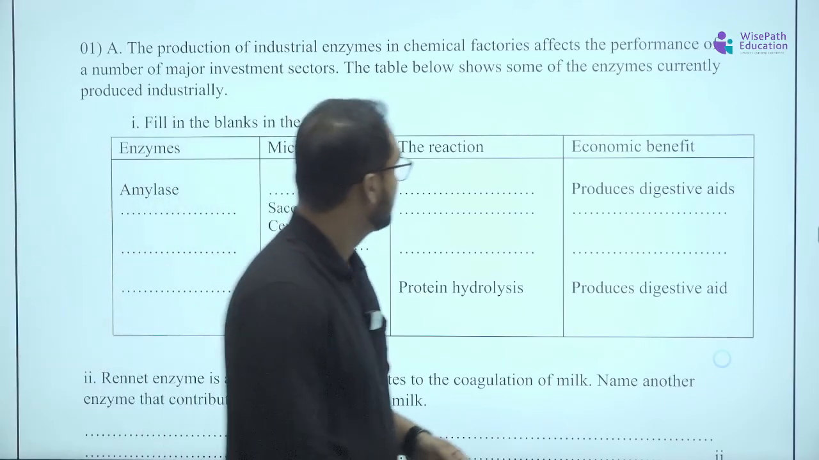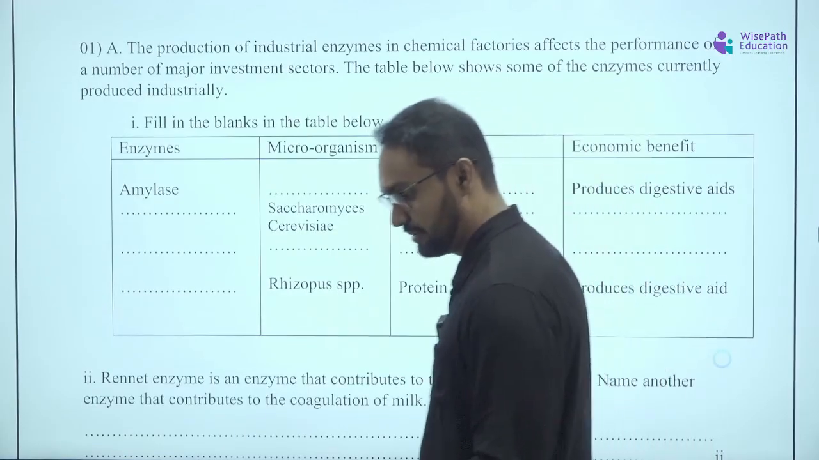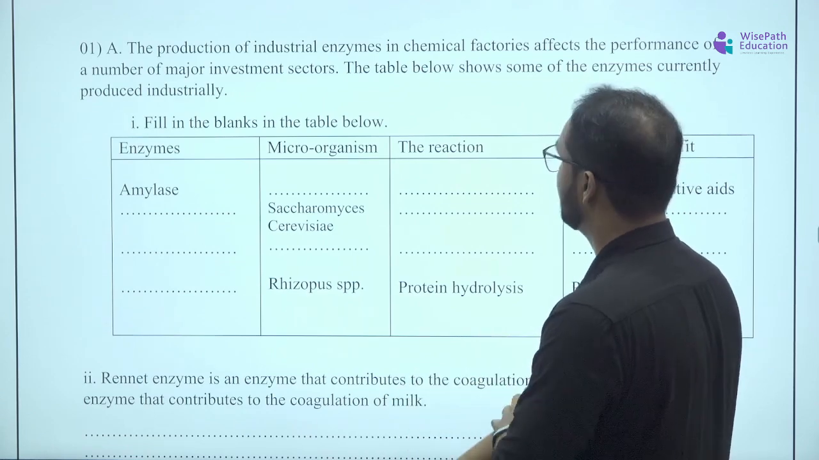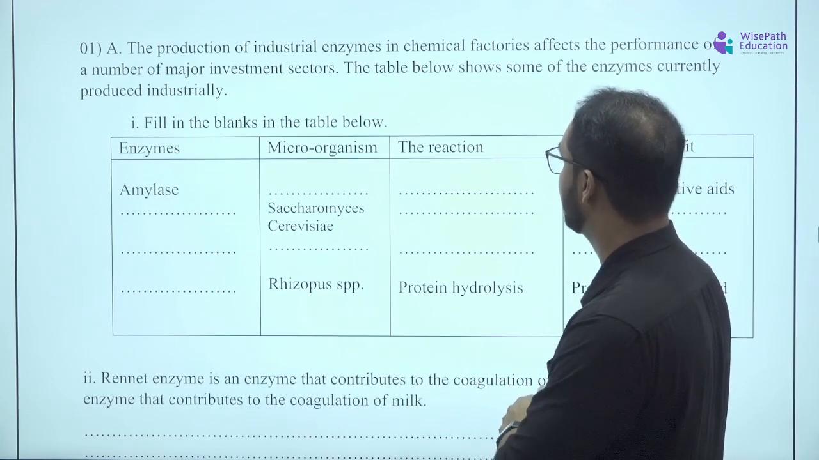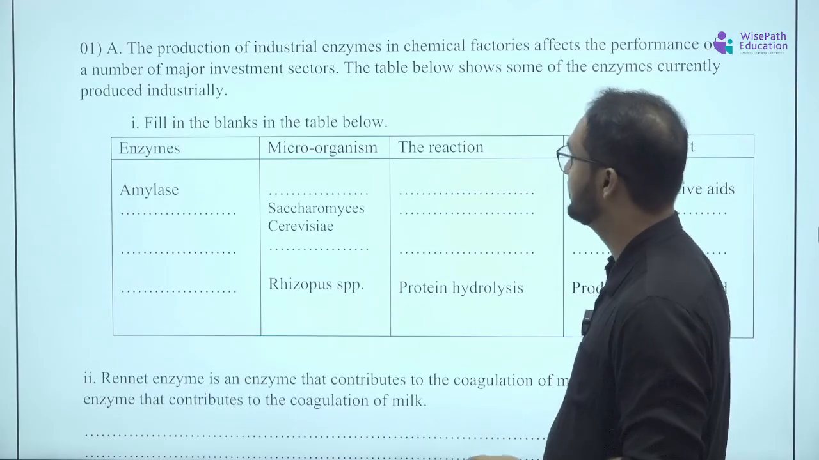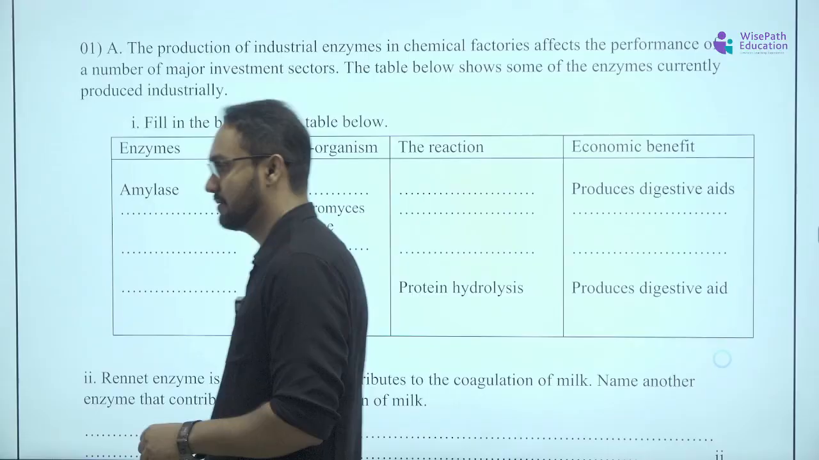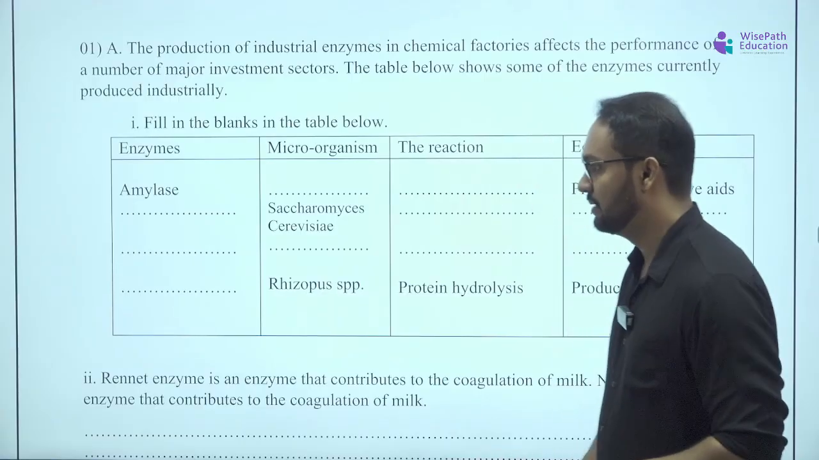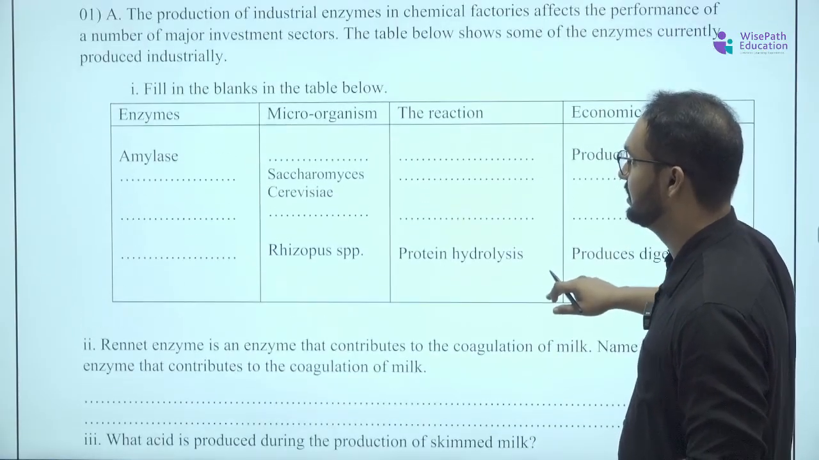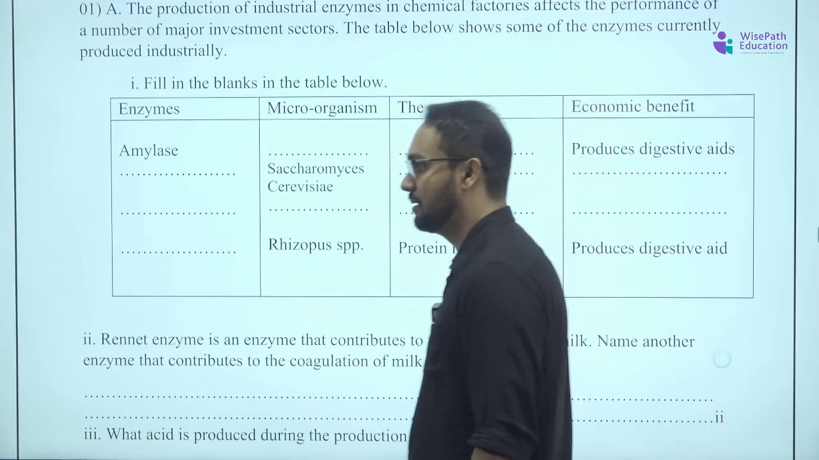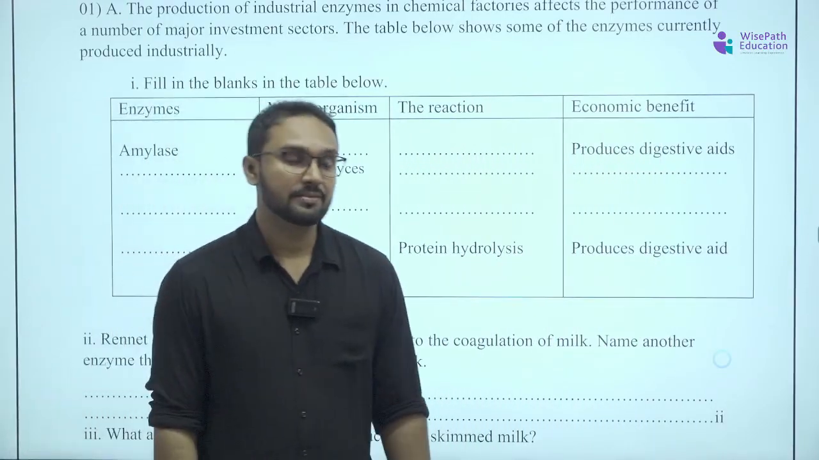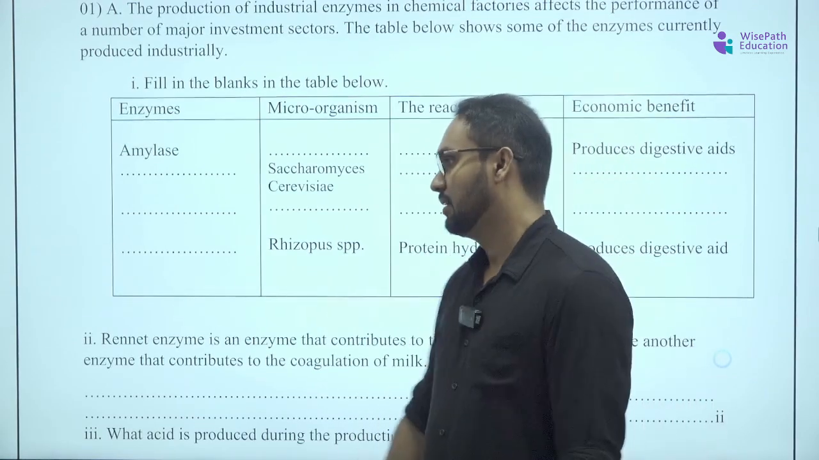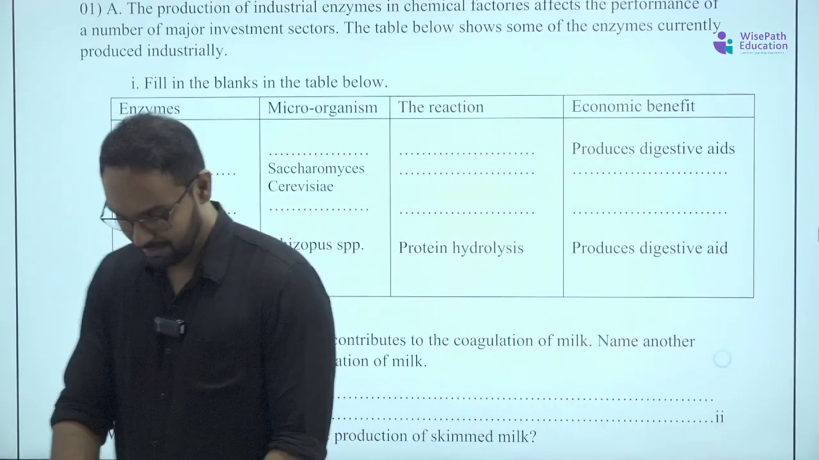Right. So, production of industrial enzymes. The production of industrial enzymes in chemical factories affects the performance of a number of major investment sectors. The table below shows some of the enzymes currently produced industrially. This was given in the microbiology tute. You'll have to remember these enzymes, because the enzymes, the microorganism that produces them and their function were there in the past paper MCQs as well. So a bit of memory should be there.